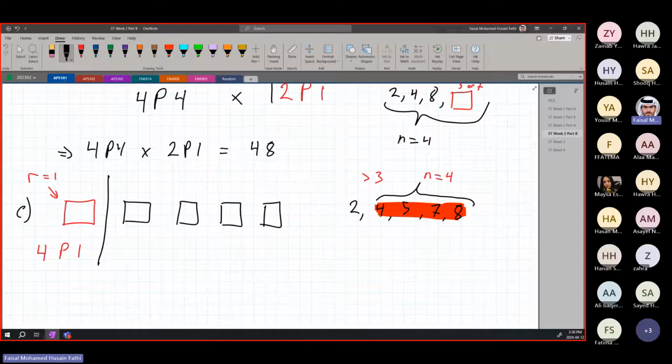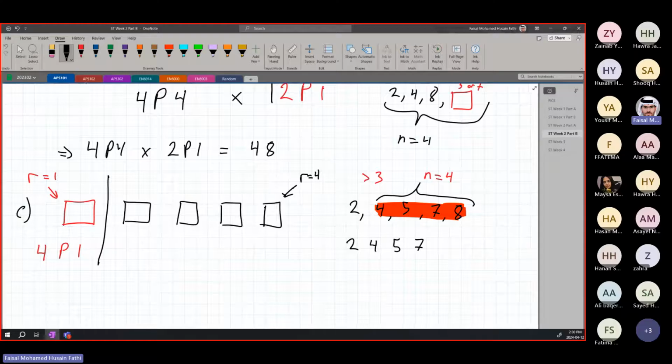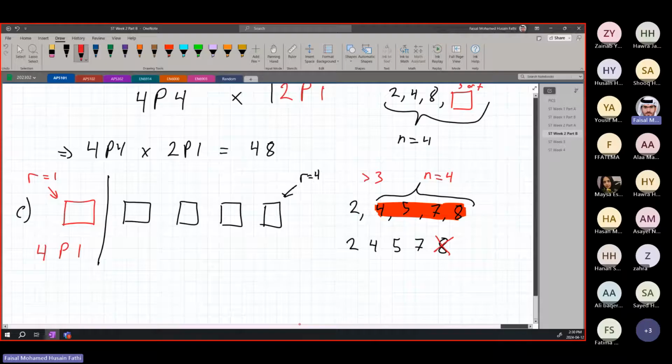So now we're left with 4 boxes. We already know that R is equal to 4 for these 4 boxes. But what is our n? We can have 2, 4, 5, 7, or 8. This is our total combinations. But let's say one of the numbers 4, 5, 7, or 8 is selected, for example 8. One number is selected for the first box, because we only chose one number for the first box, so we're just going to eliminate a number.